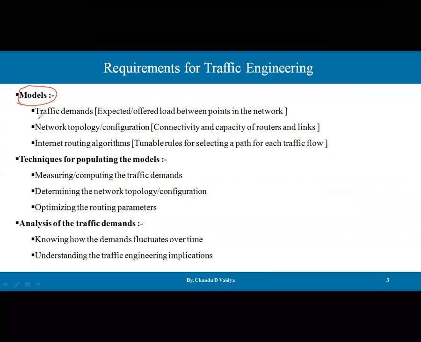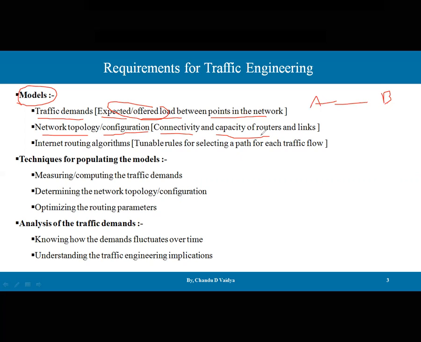In the model, there is traffic demand, because traffic can be more. What kind of expected offered load is there between points in the network? Let's say points A and B are available. So what is the expected and offered load on this particular A and B? The network topology: what type of topology is available, and what is the topology configuration. There can be different configurations, like connectivity and capacity of the routers and the links. Somebody may have static routing, dynamic routing, OSPF protocol, RIP protocol, any kind of configuration can happen. Then internet routing algorithms also, the tunable rules for selecting a path for each flow. It can be dynamic also, it can be static also. These models can be considered here.